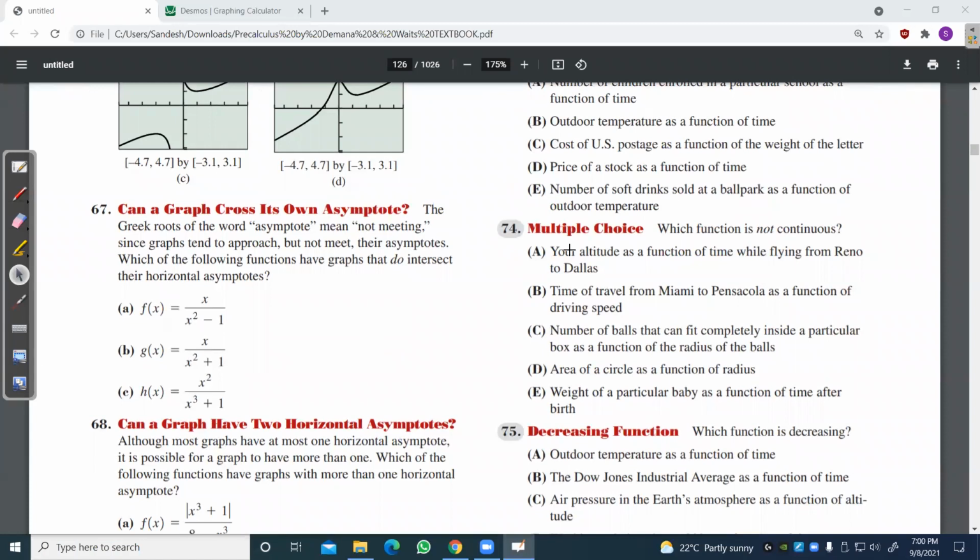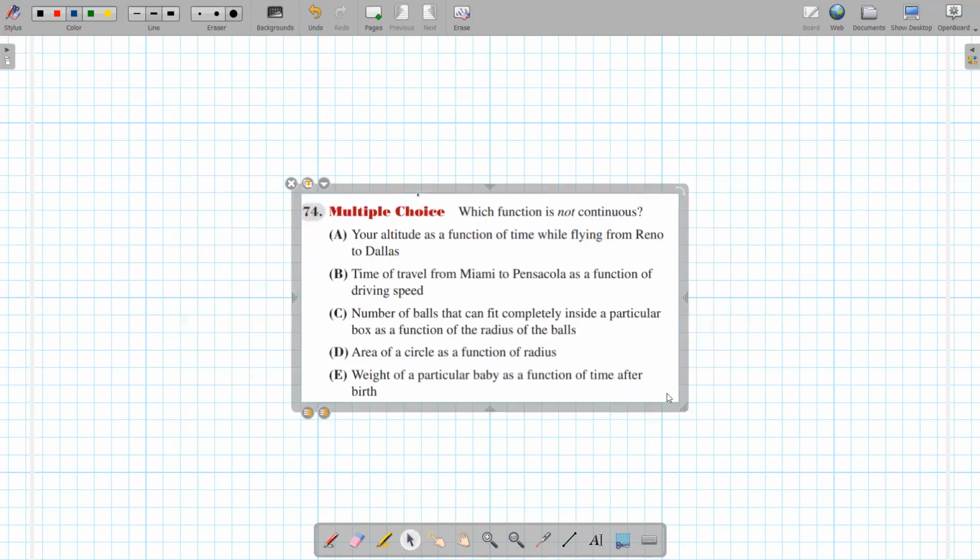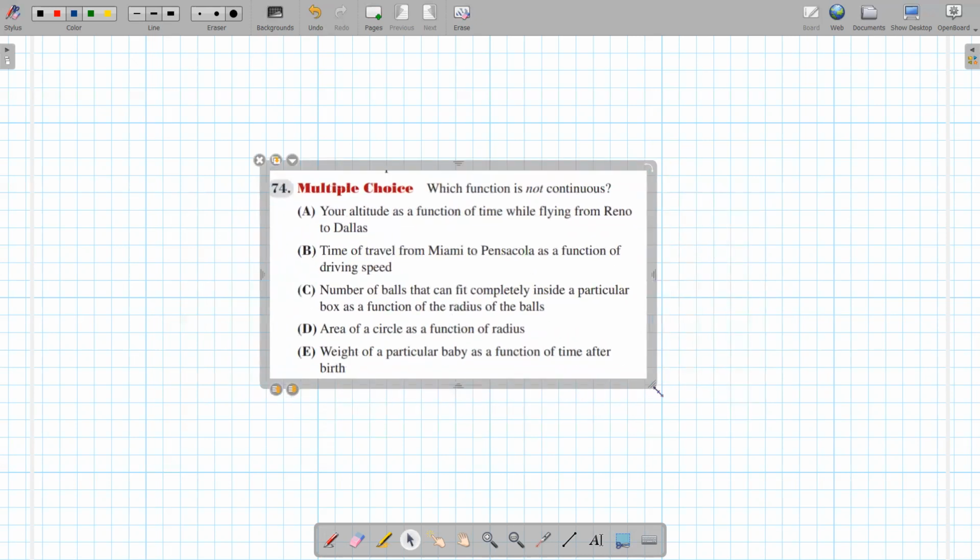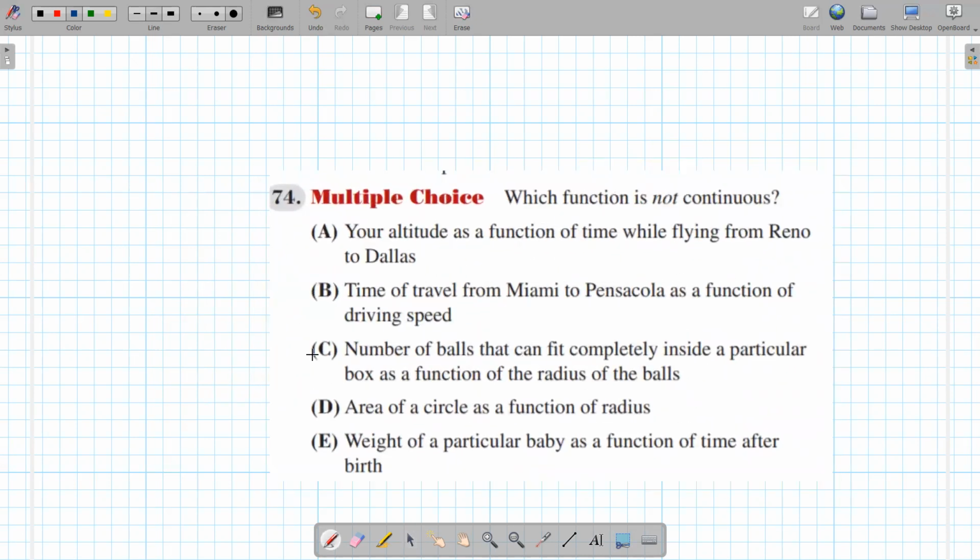Which function is not continuous? Which functions? See, this is very simple. Number of balls. That is not continuous, right? You cannot have half a ball here. Like a decimal number of balls. So this is out. Everything else is good. Yep.